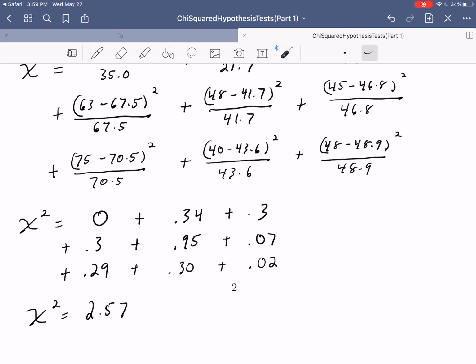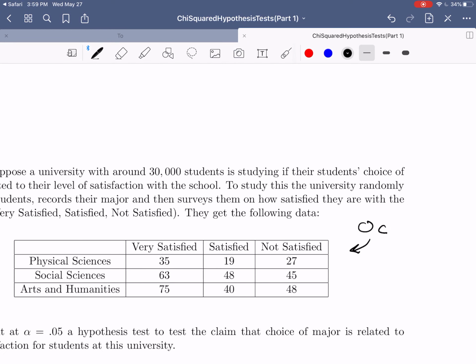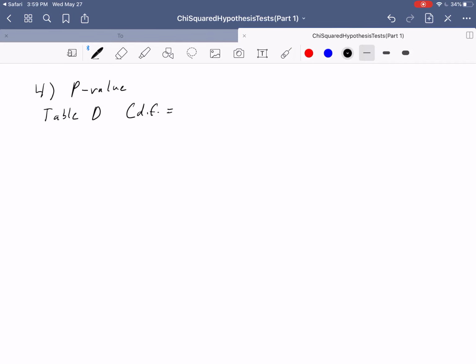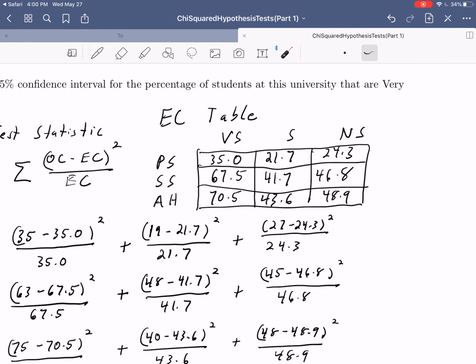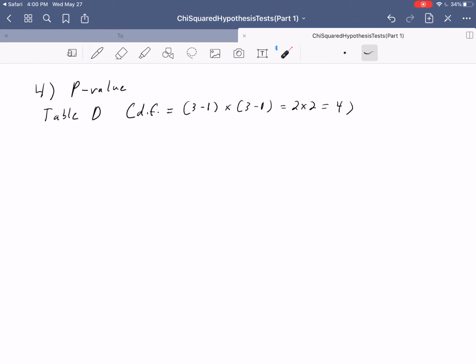All right, now we are ready to go ahead and find our p-value. So this will be step 4 here. So we need to get our p-value. We're going to be using table D, and our degrees of freedom here, well, if we look back, we had 3 rows and 3 columns. So the degrees of freedom here will be 3 minus 1, number of rows minus 1, times number of columns minus 1. So 3 minus 1 times 3 minus 1, that's 2 times 2. So our degrees of freedom here is going to be 4. So our chi-squared is that 2.57, and we have 4 degrees of freedom. So let's go find that on table D.